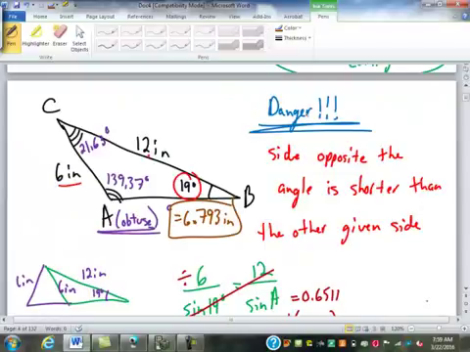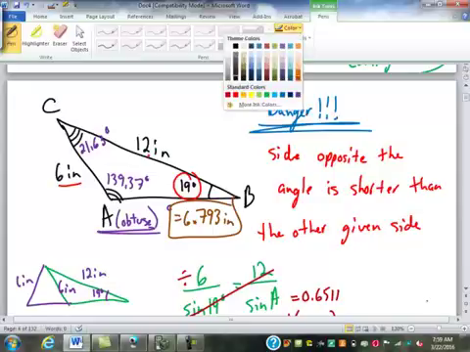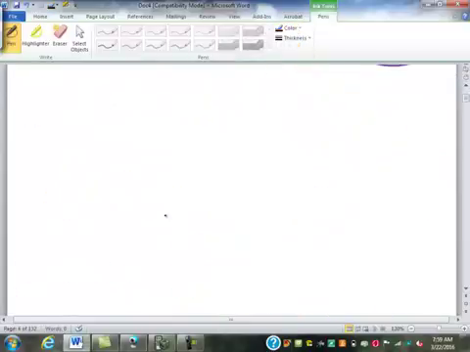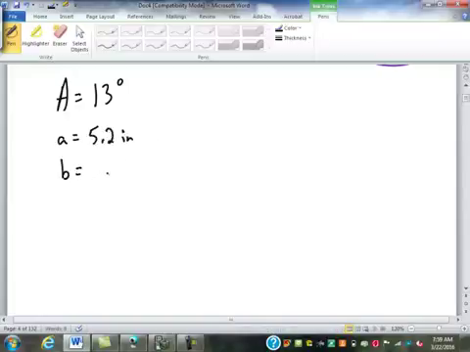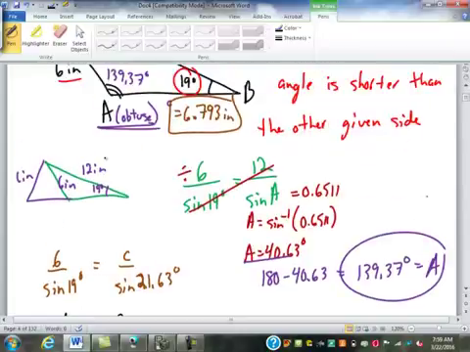So the difficulty there is the fact that that's an obtuse angle. And since it is an obtuse angle, there are two possibilities. Now here we had the picture that showed us that it was obtuse. But we might be given information that looks like this. 6.793, yep.